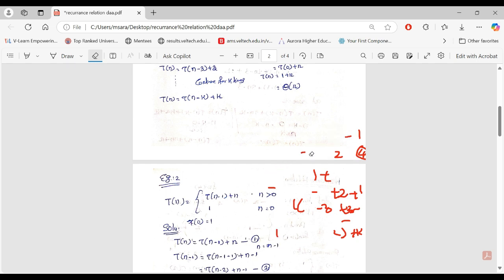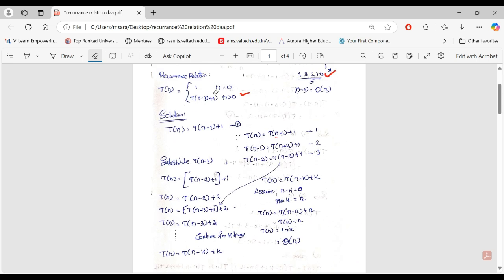First we had written T of 0 equals 1. So we have to replace the n minus k value by 0. So k equals n. The k value is replaced by n here, so T of n minus n, we got T of 0. T of 0 means it is 1. That means the n will be replaced.